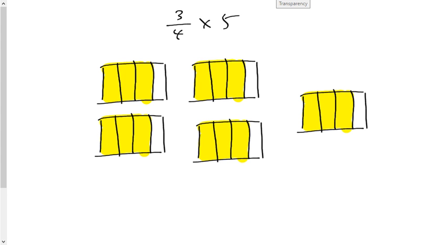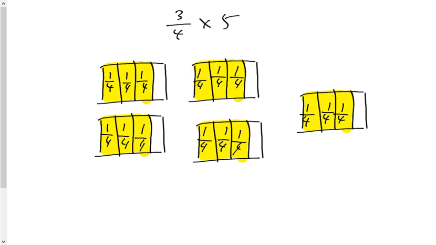And the question would be then, how many quarters do I have in total? Since this is a quarter, and those are quarters, how many total quarters are there? Well, there'd be 3, 6, 9, 12, 15 quarters. So your answer is 15 over 4. So 15 quarters is your answer as an improper fraction, or as a mixed fraction would be 3 and 3/4. So what is your answer for 3/4 times 5? It's 3 and 3/4.